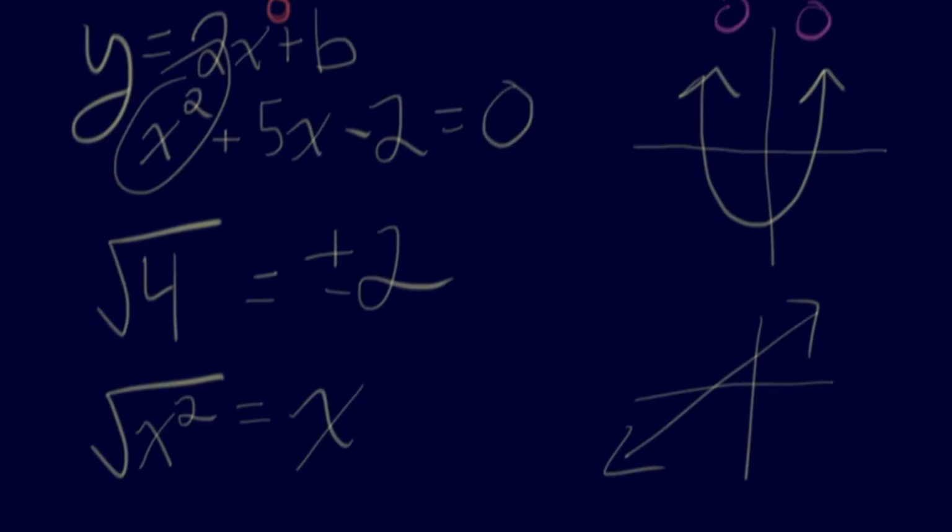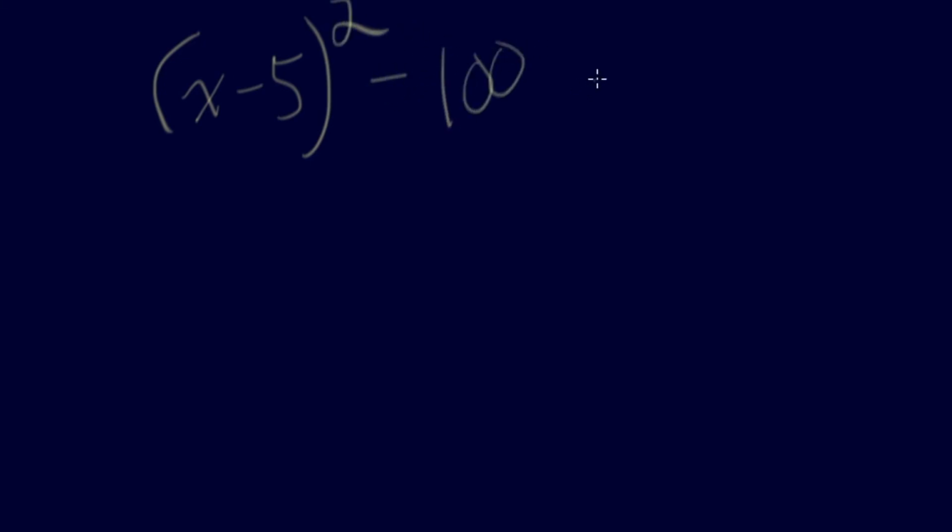Let's take a look at this one. This one's a little bit trickier. Let's get rid of the old stuff and throw this on here. Let's take a look at, in brackets, x minus 5 squared minus 100 equals 0. Okay, now this is a great question to look at.